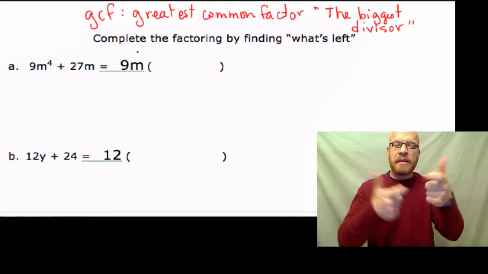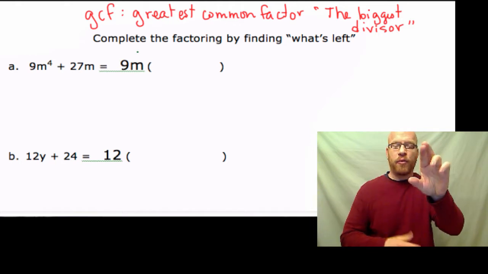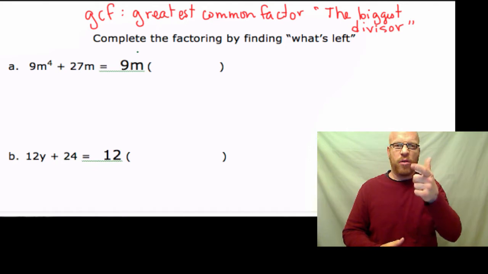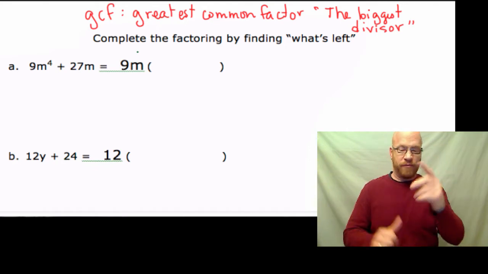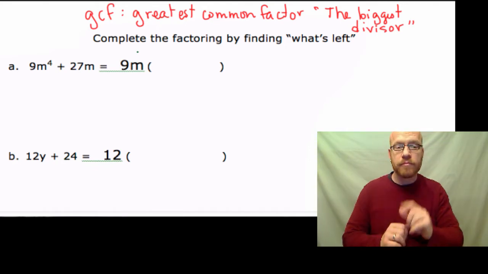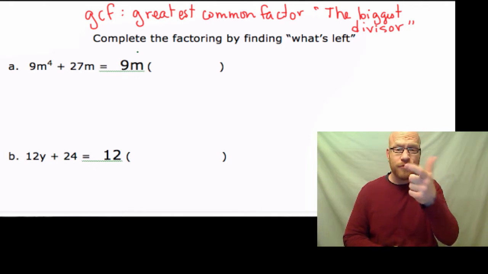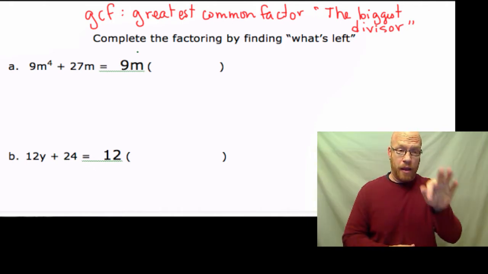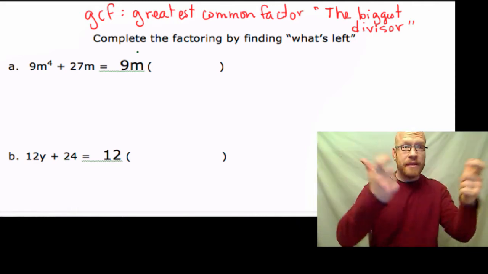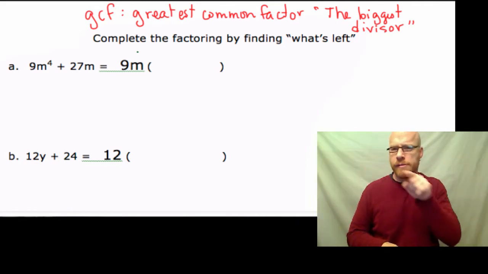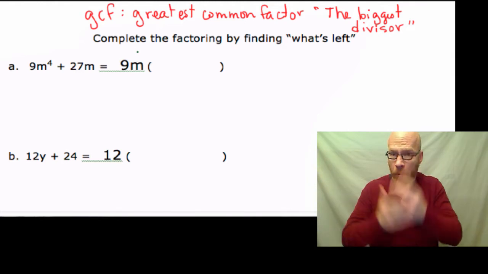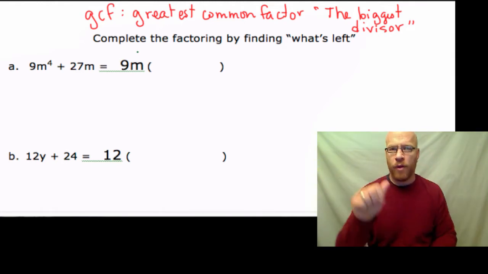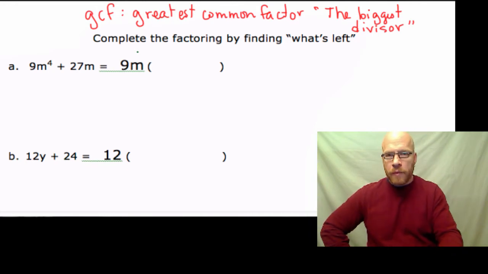So the GCF is the largest or the biggest common factor, the greatest common factor. It's the biggest number that can divide each term. Our first example, 9m to the fourth plus 27m. So the greatest common factor is the greatest divisor. Well, what's the maximum divisor for each of those? Okay, look at our example A.